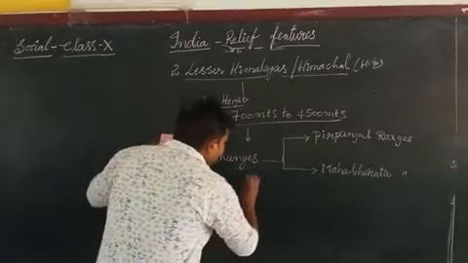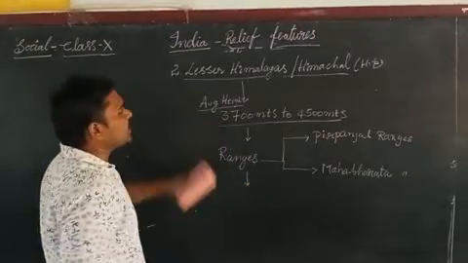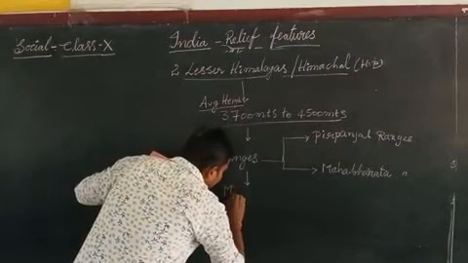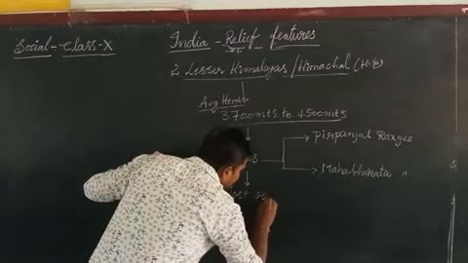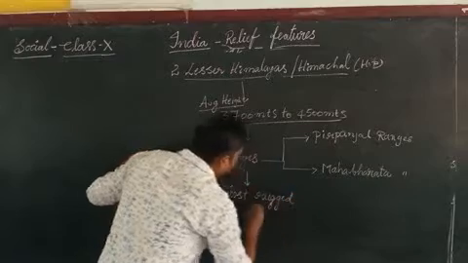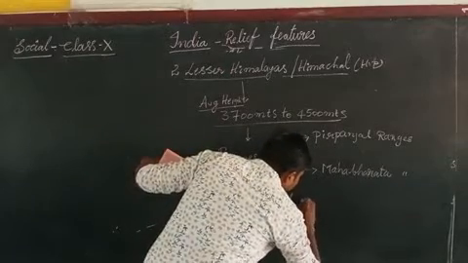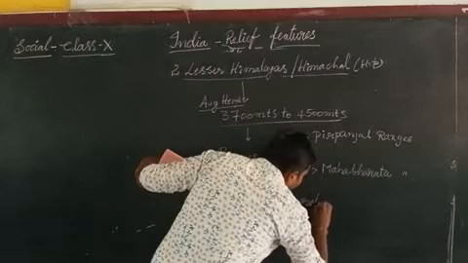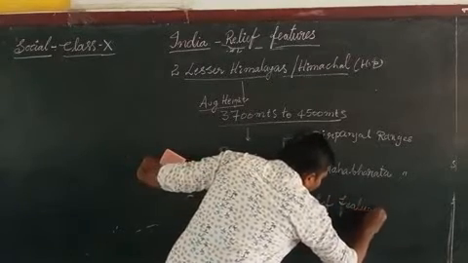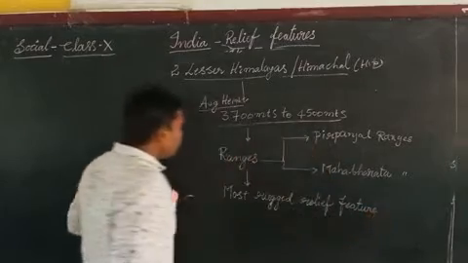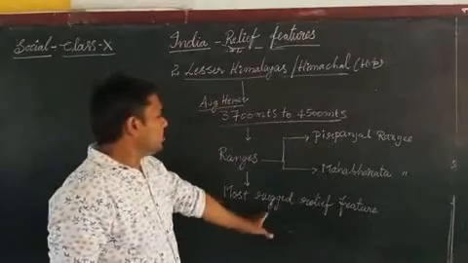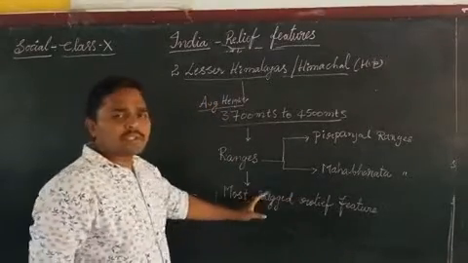Now, the relief feature of these Lesser Himalayas is mostly rugged. Rugged means rough surface. It is having most rugged relief feature. Why are the Lesser Himalayas having this most rugged relief feature or most rough surface?